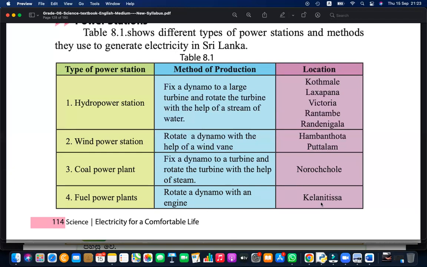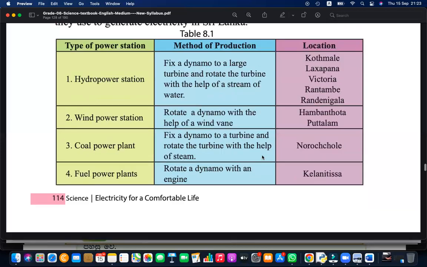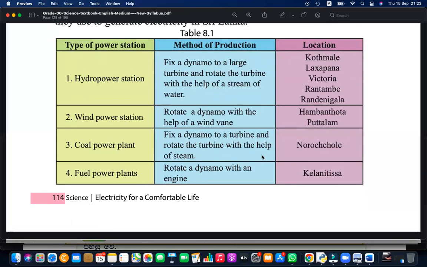So that is, fuel rotates the dynamo more with an engine. So these are the methods. But in Sri Lanka, there is a higher possibility to establish a power station using sea waves, right? Because we are an island, surrounded by water. We have a lot of energy outside, and also solar power. These are two very good solutions to the current power problem. Those are two important solutions that I can suggest.